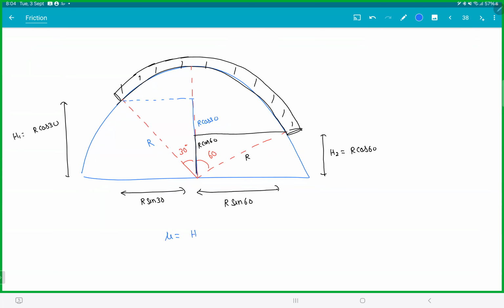So mu will be the difference in height, H2 minus H1, by the distance between the 2 points. So that is R cos 30 minus R cos 60 by R sine 30 plus R sine 60. That is root 3 minus 1 by root 3 plus 1. You can further simplify, but okay.